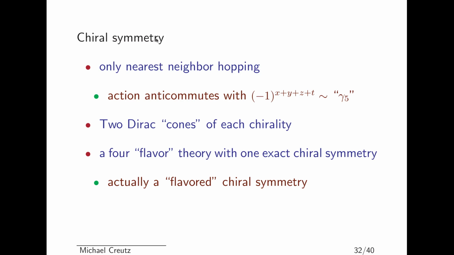Now this theory has a chiral symmetry, an exact chiral symmetry. Since it only involves nearest neighbor hopping, the action will anti-commute with putting a -1 to the parity of the site on each side. This plays the role of gamma 5. There are 2 Dirac cones for each chirality, and you wind up with a 4-flavor theory with 1 exact chiral symmetry. Now, as I said before, it actually has to be a flavored chiral symmetry.